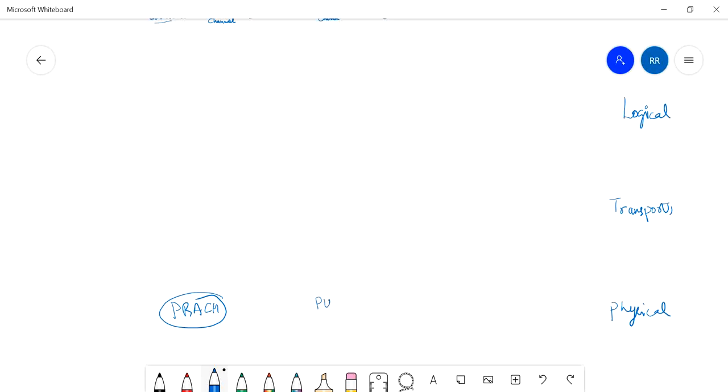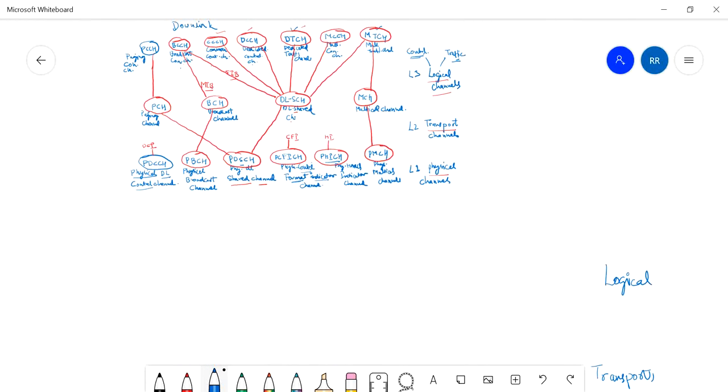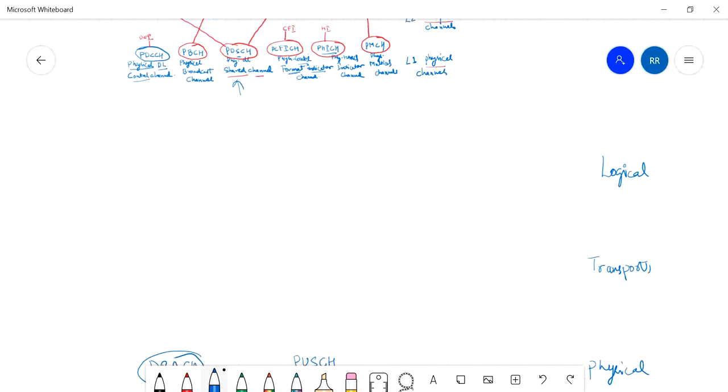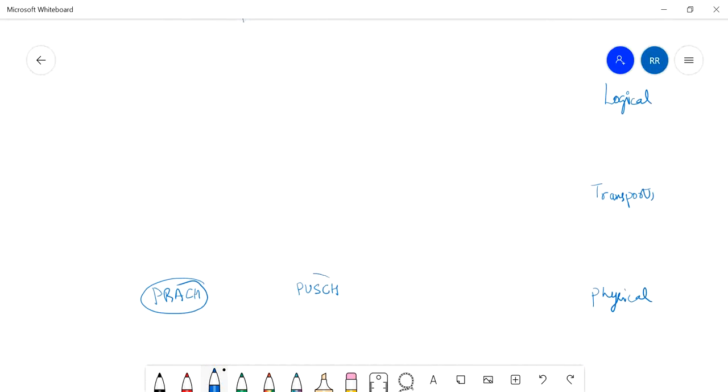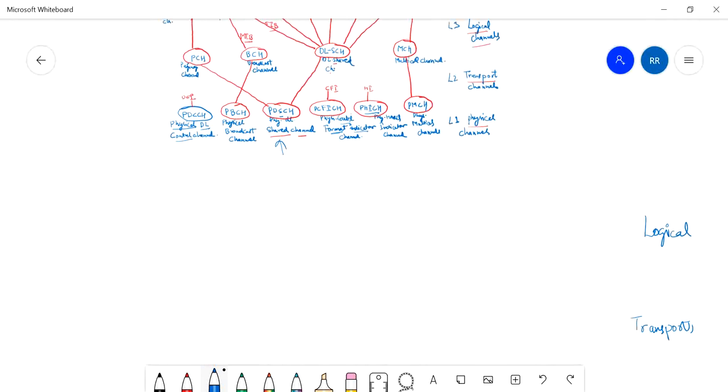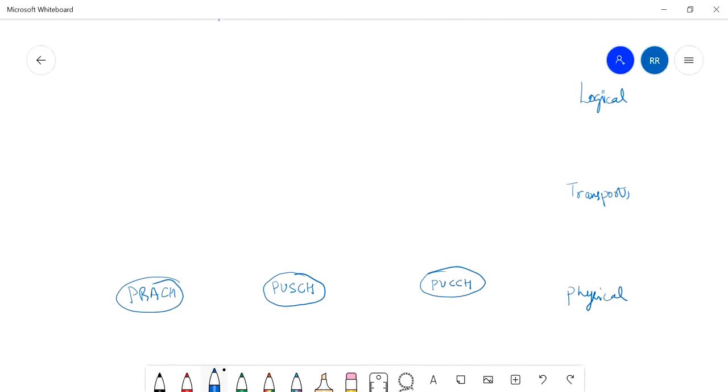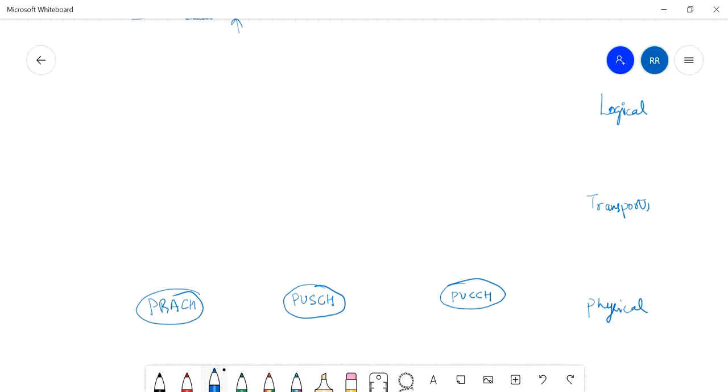Another one is PUSCH. See, here in downlink channel, you saw that there is a PDSCH, right? Physical downlink shared channel. So this is the counterpart, we can say, of uplink, physical uplink shared channel. It has most of the information, right? Another one is PUCCH, and this PUCCH we can say is the counterpart of the PDCCH. This is physical downlink control channel, and this is physical uplink control channel. It has control information of uplink, and that one has control information of downlink.